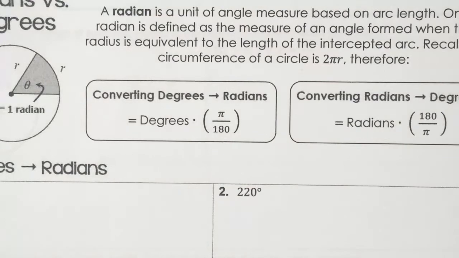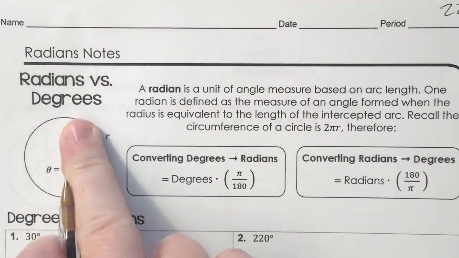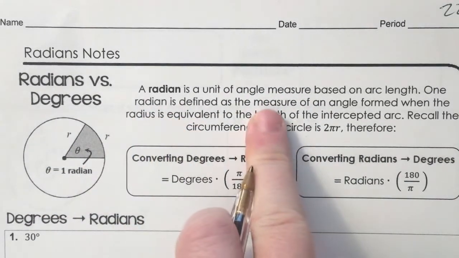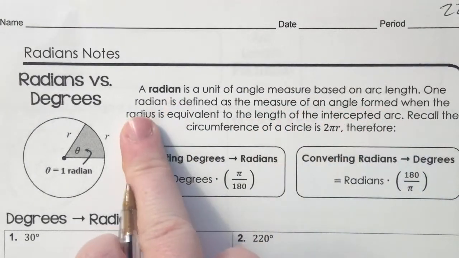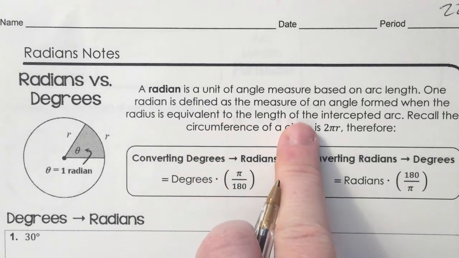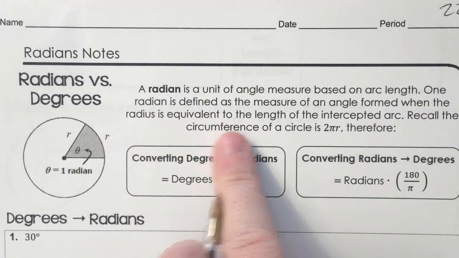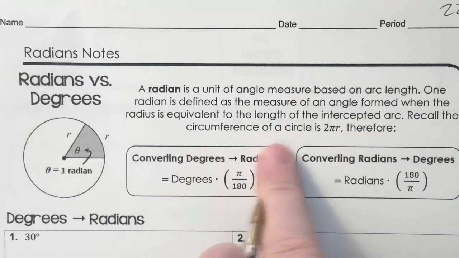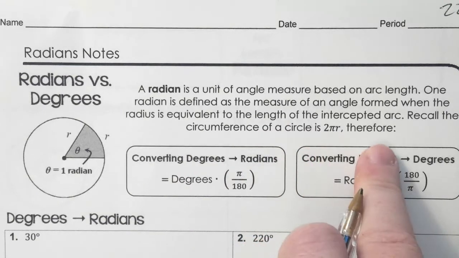Okay, so things that you should definitely have out on your desk. All right, so let's get started. All right, so radians. Radians versus degrees. Now, what are radians? A radian is a unit of angle measured based on the arc length. So 1 radian is defined as the measure of an angle formed when the radius is equivalent to the length of the intercepted arc. Recall the circumference of a circle is 2 pi r.